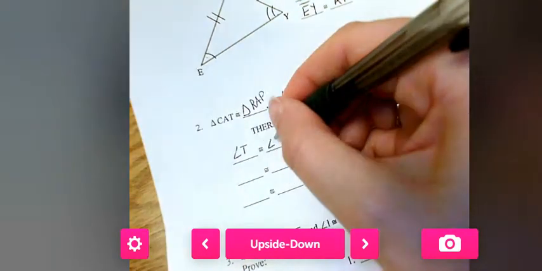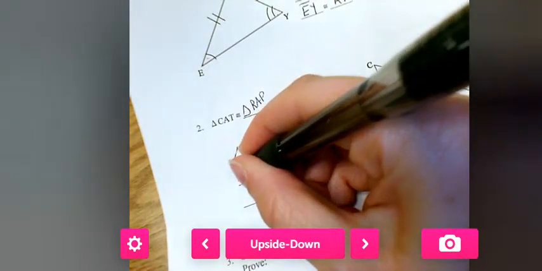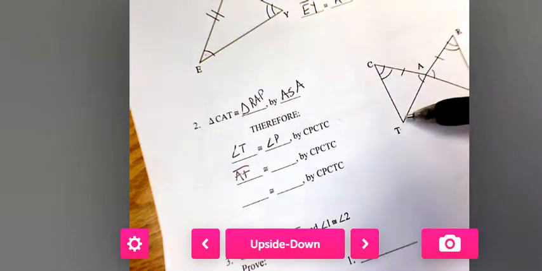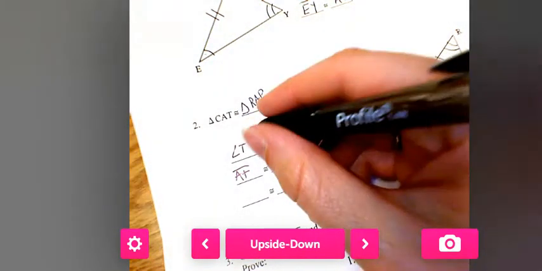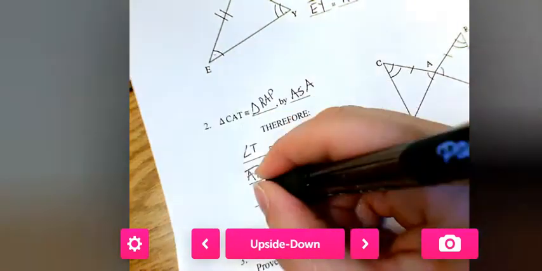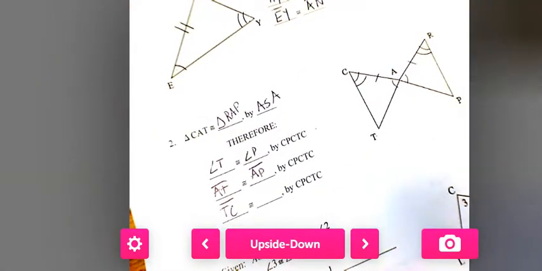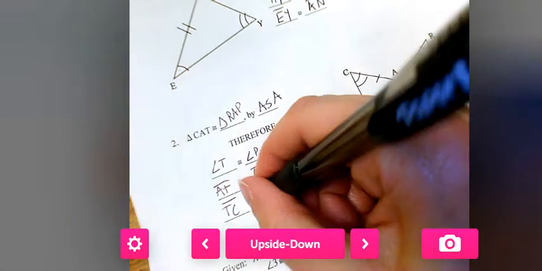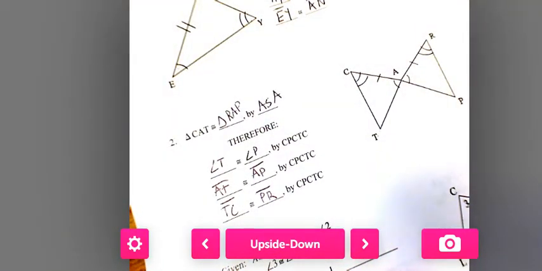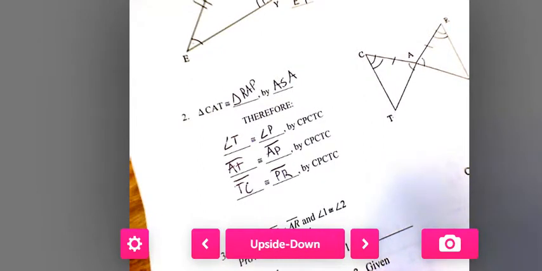P, good. Okay, let's try a side. Side AT is congruent to what side? AT is congruent to AP. And finally, TC is congruent to what side? PR. Is this making sense? Okay. Now we're going to do a fill-in-the-blank proof. Okay?